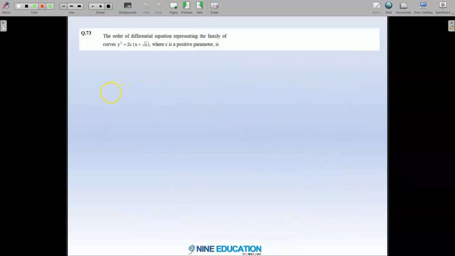The order of a differential equation representing the family of curves y square is equal to 2c x plus root over c, where c is a positive parameter, is. So let's differentiate this equation. We will be having 2y, then dy by dx, that is equal to 2c, and the differentiation of x is 1, root c differentiation is 0. So 2 and 2 we can cancel from both sides. I can write this as y dash, that is equal to c.